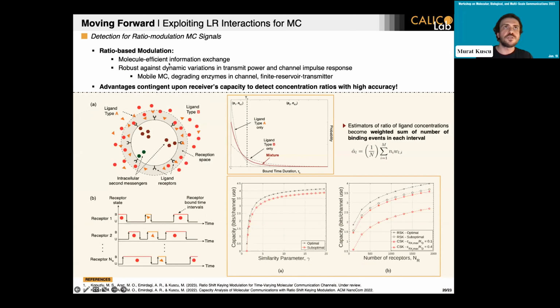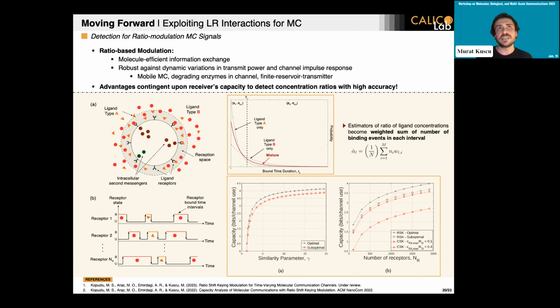So recently we focused on this ratio-based modulation technique, which was actually proposed by another group 10 years ago. But since then, nobody actually studied that. I don't know why, but it's actually a very simple technique. The information is encoded into the concentration ratio of two different types of ligands. It is simple, but it can be quite robust against dynamic channel variations or dynamic variations in the transmit power, as long as these variations affect both types of ligands at the same rate. So their concentration ratio remains the same, whereas the individual concentrations might change.